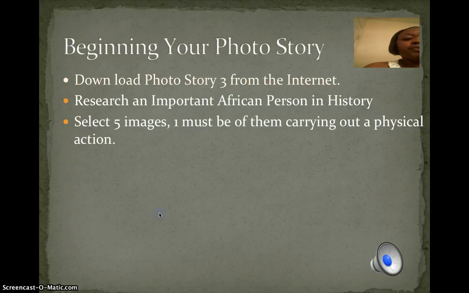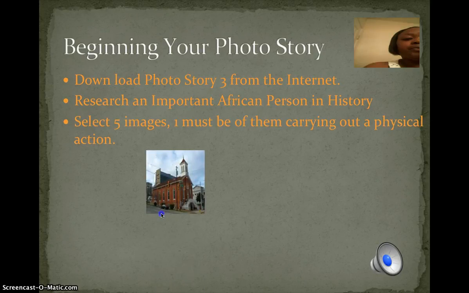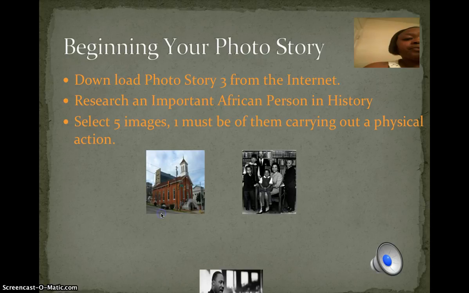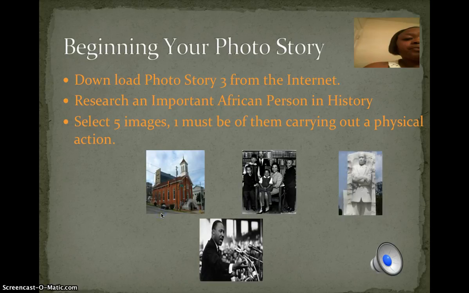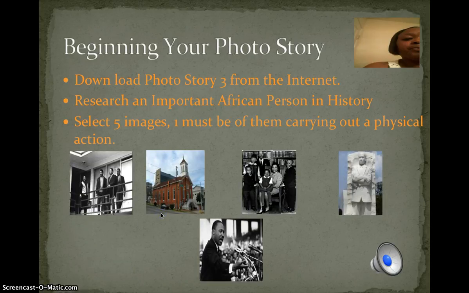To begin your photo story, you will first choose the important African American person you want to complete your photo story on. Then you will use Galileo search engine to research your important African American person. You must choose 5 images or photos for that person. One photo must be of that person carrying out a physical action, such as a protest, a march, or a speech.